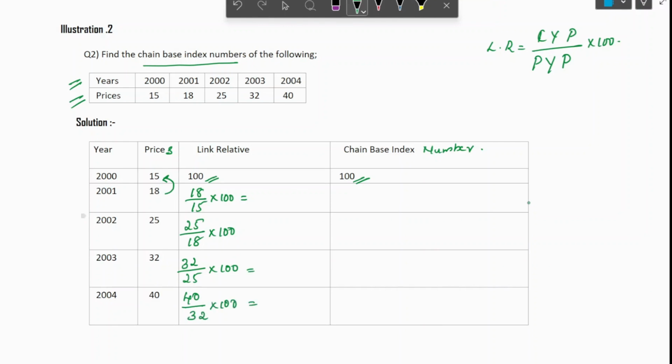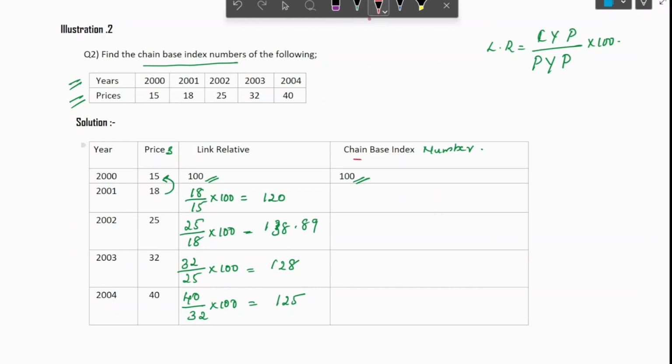Now calculate these values. First value is 100. The next value, that is 120 here. Next 138.89. Let me write properly here. That is 120, 138.89. Next 128, and last one 125. Therefore, the link relatives are already calculated.